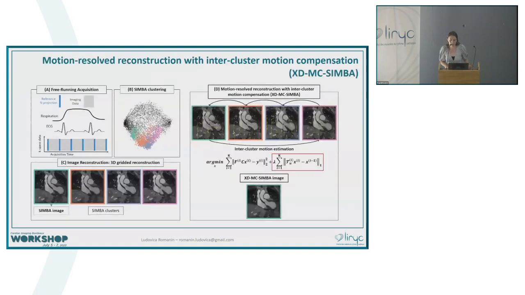So we want to achieve this by basically using the input of different SIMBA clusters as motion states in a compressed sensing workflow. So basically the SIMBA clustering becomes a dimension of compressed sensing, and we regularize over this. But of course, since we have no control over the different phases that are extracted in this data-driven type of binning, we want to correct for potential deformations using non-rigid motion fields.